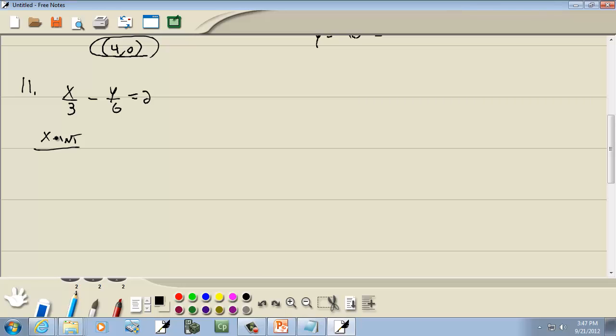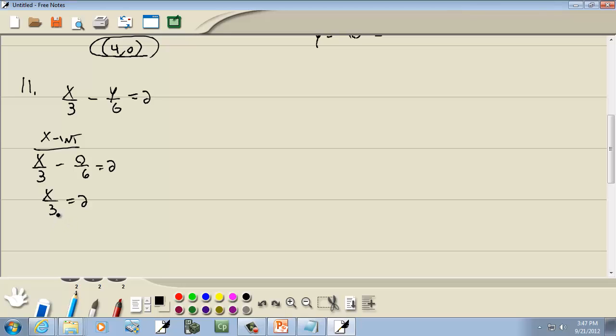Now again, when we're finding an intercept, you always plug 0 into the other variable. So we're finding the x-intercept, so we're going to plug 0 in for y. So we've got x over 3 minus 0 over 6 equals 2. 0 divided by 6 is 0, so that drops away. And we've got x over 3 is equal to 2.